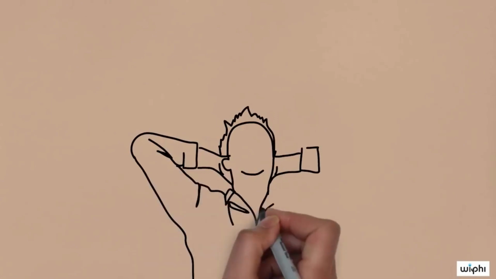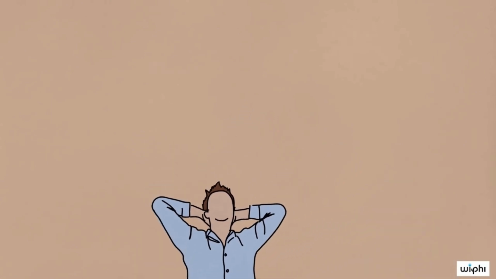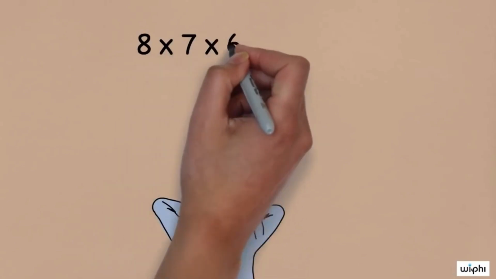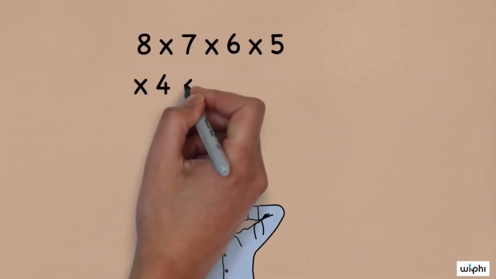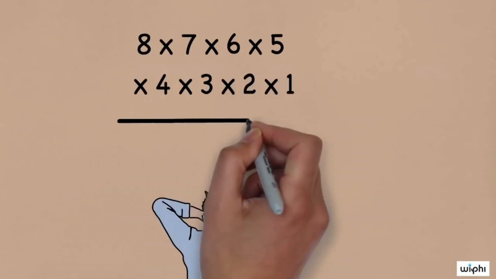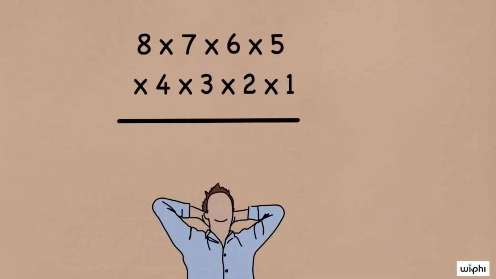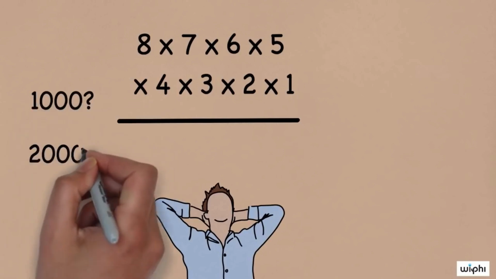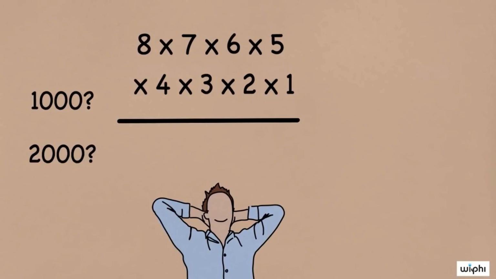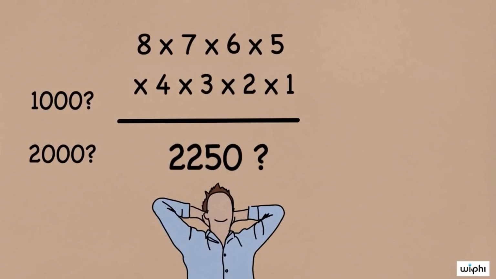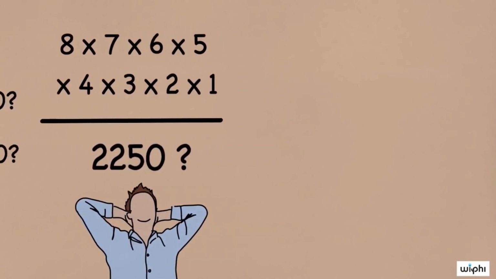Let's do a math problem really quickly, and you've got to do it in your head. Ready? First, multiply the following numbers: 8 times 7 times 6 times 5 times 4 times 3 times 2 times 1. Okay, that's it. What's your guess? 1,000? 2,000? When the psychologists Danny Kahneman and Amos Tversky tried this, human subjects on average guessed about 2,250. Seems like an okay guess.